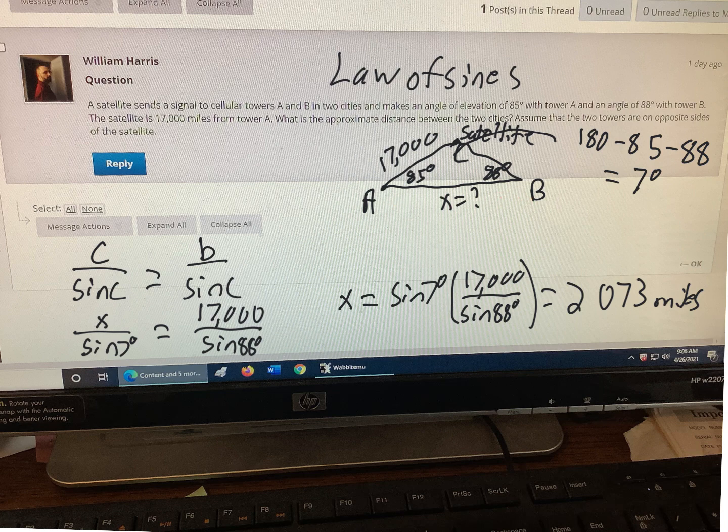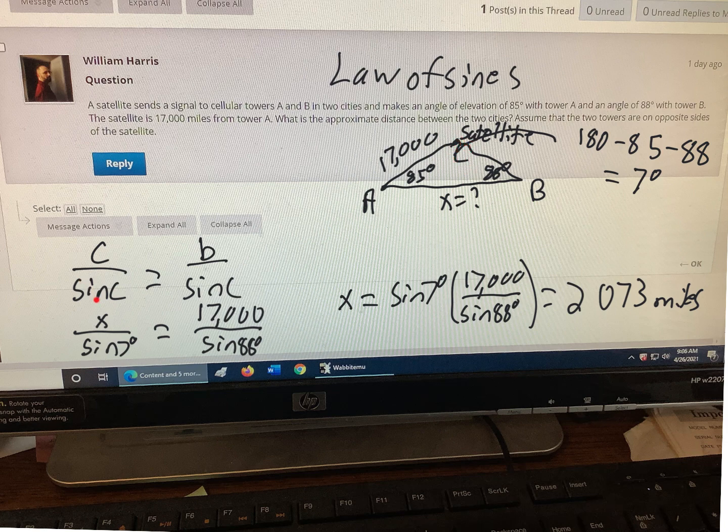So use law of sines. I need this angle here, the third angle. Well, the sum of the three angles is 180 degrees. So if I take these two angles from 180 degrees, I get 7 degrees. So it's not drawn very proportional.